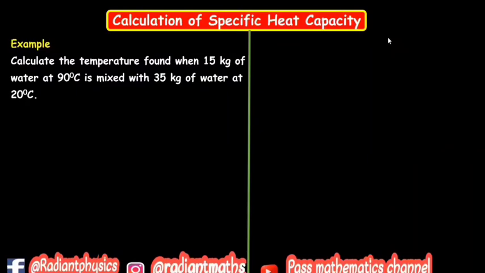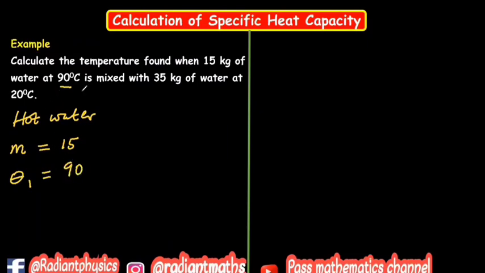So to begin with, we need to write out all the parameters. In this problem, we have hot water and cold water. So let's say we have hot water. Let's write out the parameters for the hot water. 15 kilogram is the mass. The initial temperature is 90 degrees Celsius. And the specific heat capacity of water is always given as 4.2, okay?